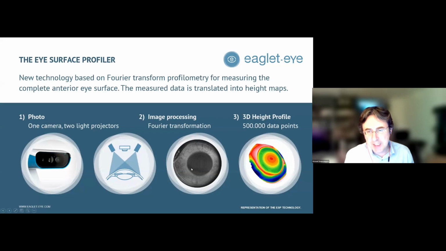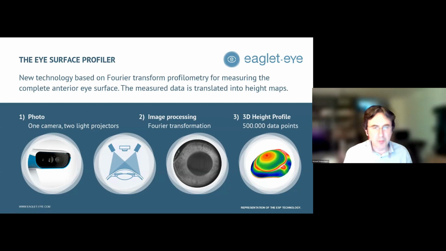And you can see that line pattern, there's no hole. It is equally dense in the periphery as it is in the center of the front surface of the eye. And so, you get really a wealth of data describing the shape of the eye. And that is the key of profilometry technology.